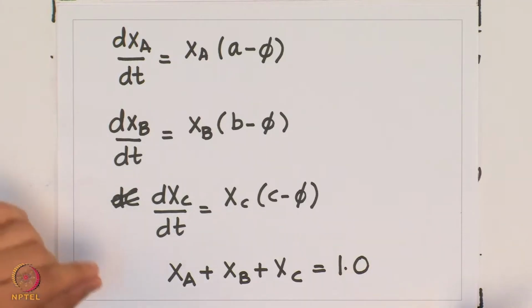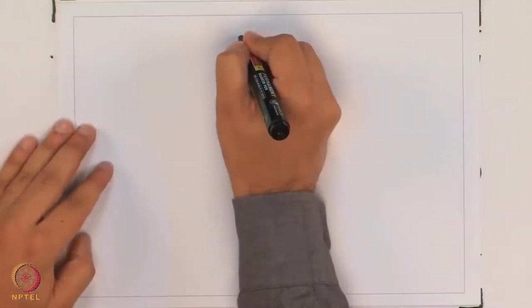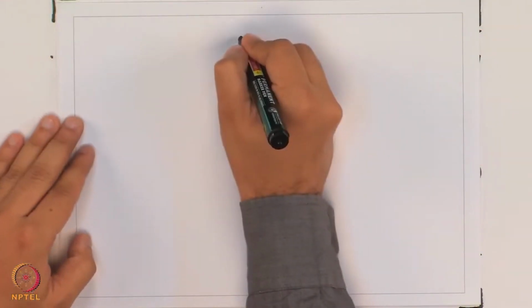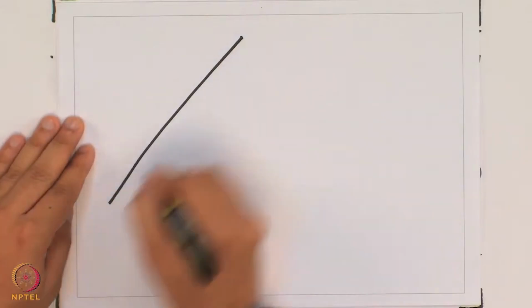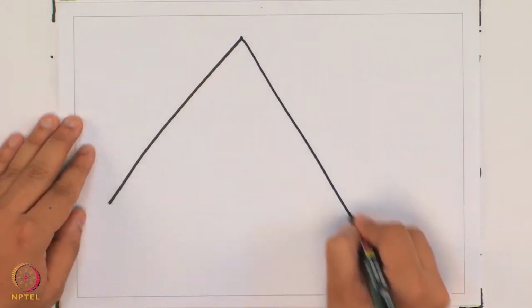But there is a useful way to represent dynamics of three species graphically, and that is what I want to talk about next. So for three species, we have three variables xa, xb and xc, and the composition of this environment can be represented using an equilateral triangle.